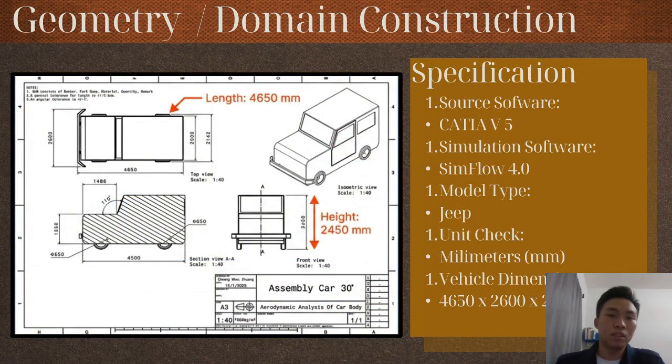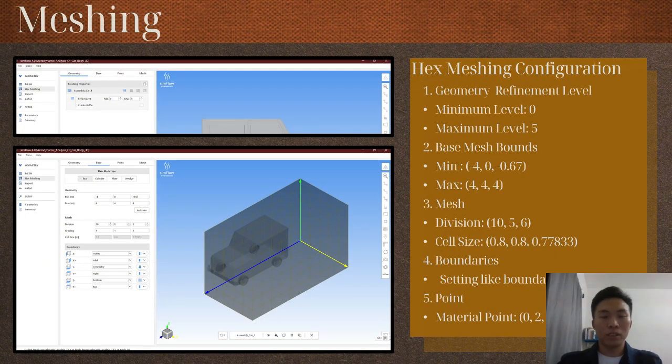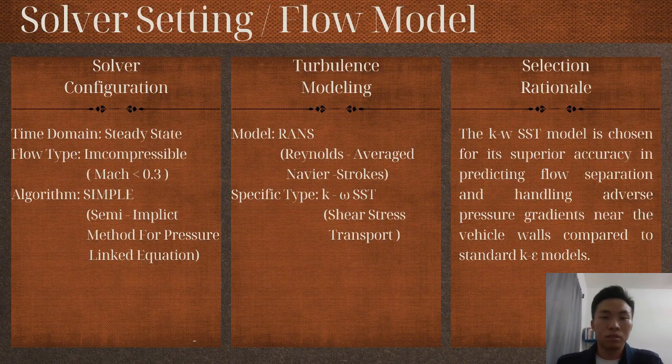The first process is the geometry or domain construction. This is the specification that I use in my project. Now is meshing. Beside the figure is my custom setting for the hex meshing configuration. Next is the solver setting. This is the setting and the reason that I apply in my project.